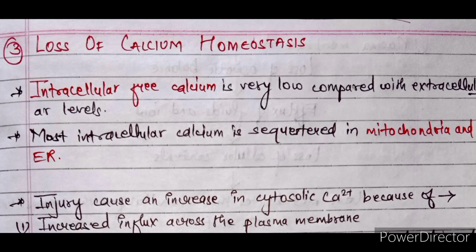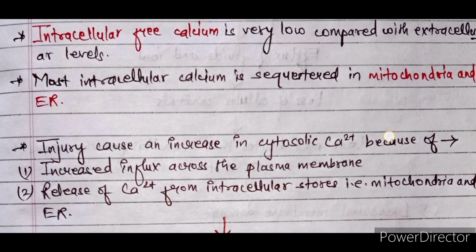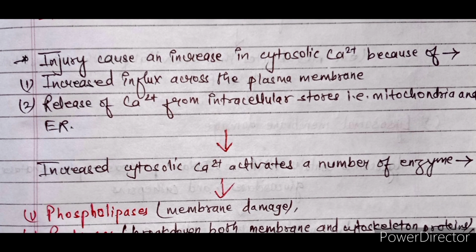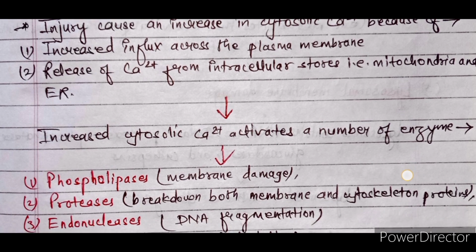So let's see its third point of mechanism of cell injury, that is loss of calcium homeostasis. The intracellular free calcium is very low compared with extracellular level. Most intracellular calcium is sequestered in mitochondria and endoplasmic reticulum. Injury causes an increase in cytosolic calcium because of increased influx across the plasma membrane and release of calcium from intracellular stores, that is mitochondria and endoplasmic reticulum. So there will be increased cytosolic calcium which activates a number of enzymes.